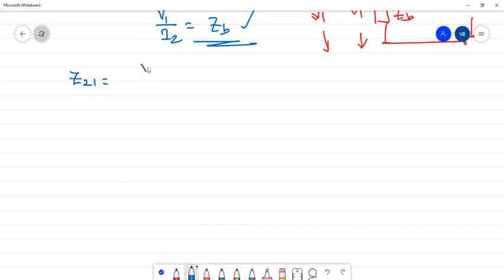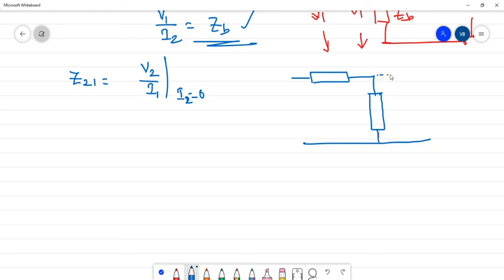Z21 is nothing but V2 by I1 at I2 equal to 0. In order to make I2 equal to 0, the ZC resistance will be gone. So that circuit will become like this. I am making I2 as 0, so we don't have this resistance. But a potential difference is there in the open circuit, right? So this is V2. This potential difference only we are going to get at the ZB resistance also.